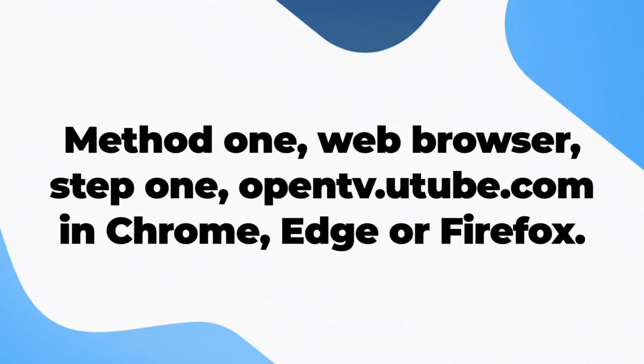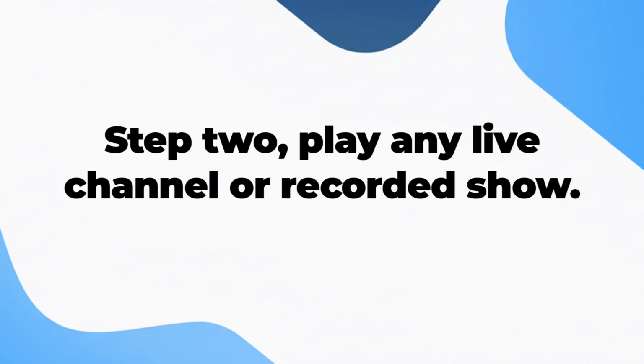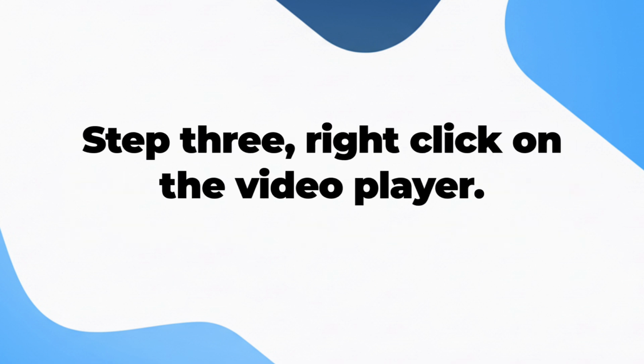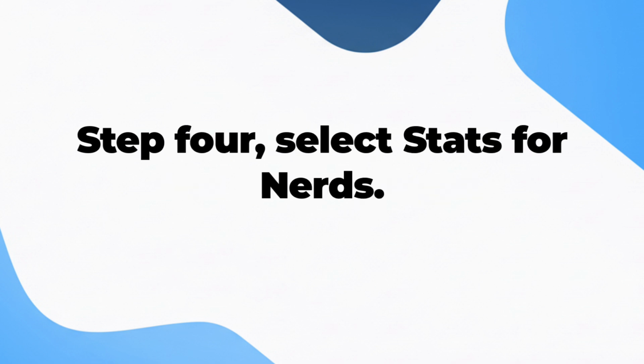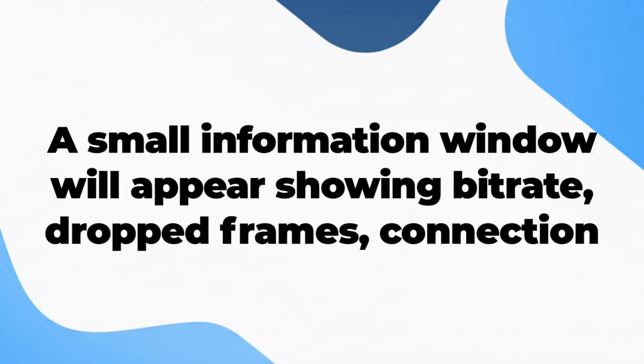Method 1. Web browser. Step 1. Open tv.youtube.com in Chrome, Edge, or Firefox. Step 2. Play any live channel or recorded show. Step 3. Right-click on the video player. Step 4. Select Stats for Nerds. A small information window will appear showing bitrate, dropped frames, connection speed, and more.